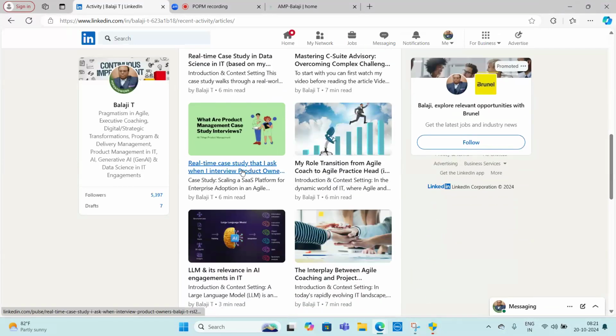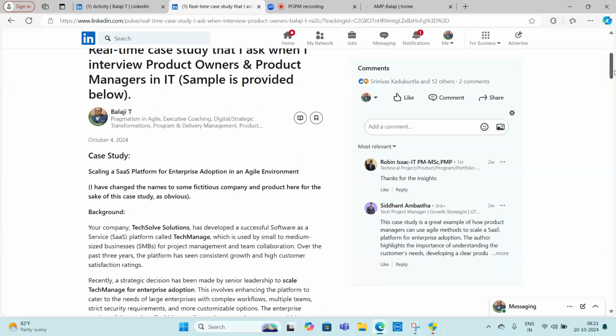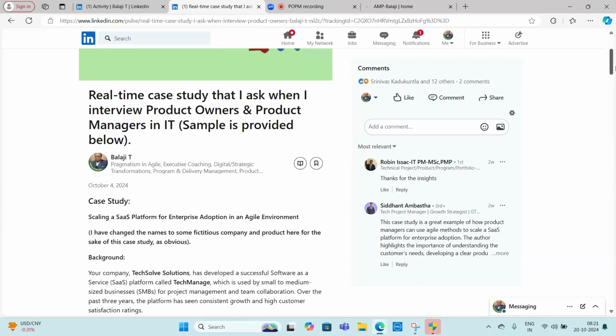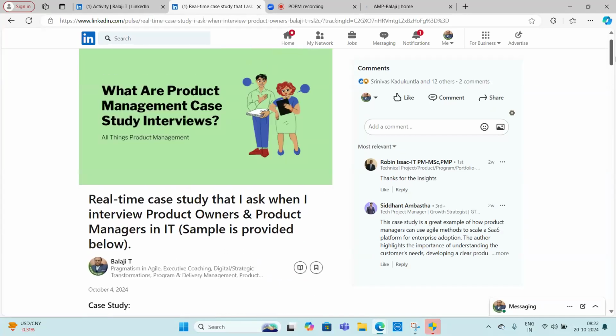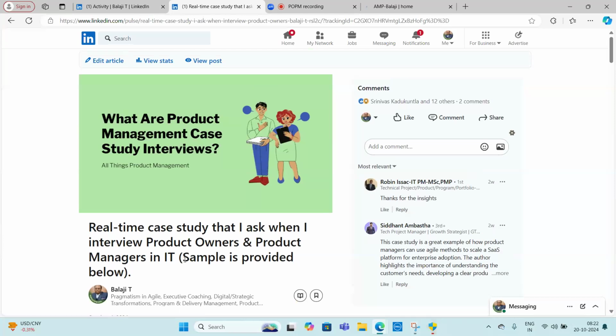Okay, now let's take this article. Real-time case studies, what I generally ask when I take interviews for product owners and product managers. Of course, fully understood that the context matters, the JD and resume of the person, everything matters. I'm just giving you some sample case studies. That's why I mentioned this word as sample.